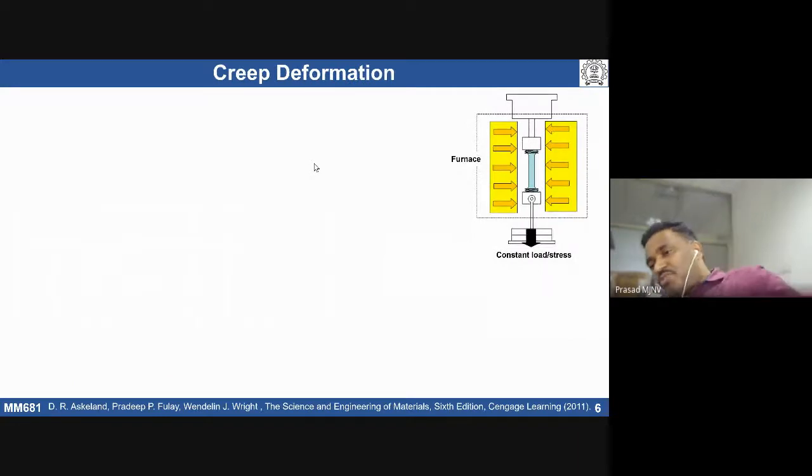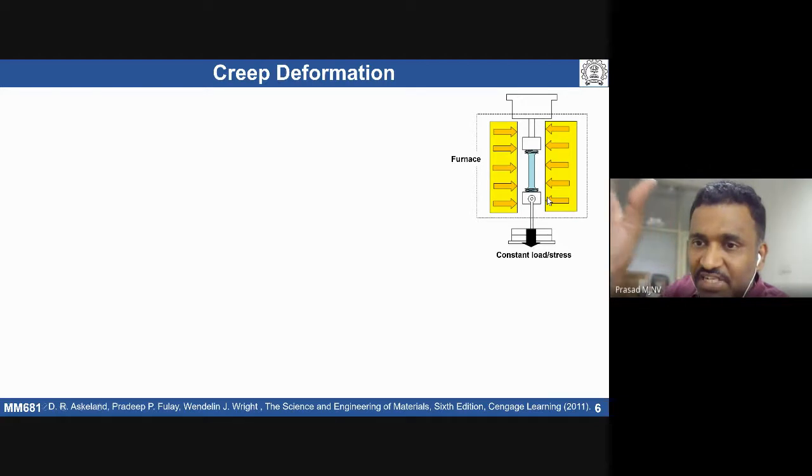Now let's talk about what creep deformation is. If you want to understand the creep behavior of a material at laboratory scale, what should you do? The definition says we need to induce plastic deformation under constant load or stress at elevated temperatures. So we take a tensile specimen, like a dog bone shape, subject it to constant load or stress, and heat the specimen to a certain temperature. Fix the temperature, fix the load or stress.